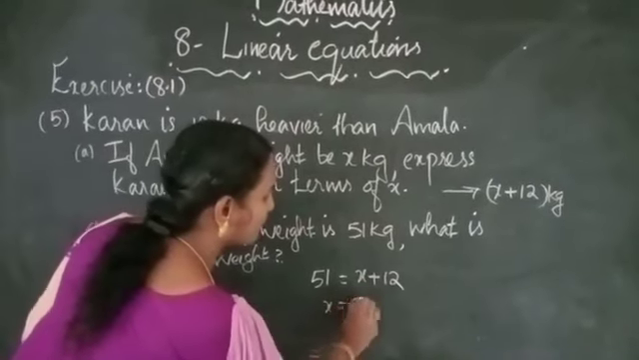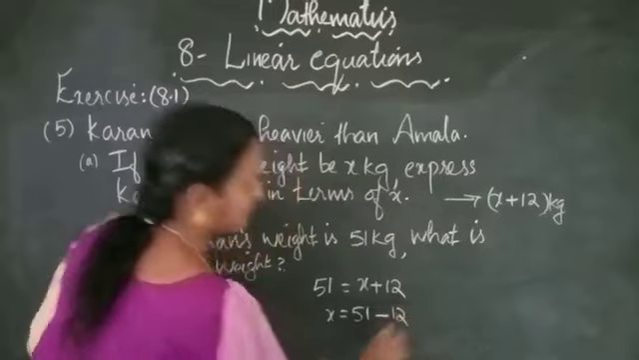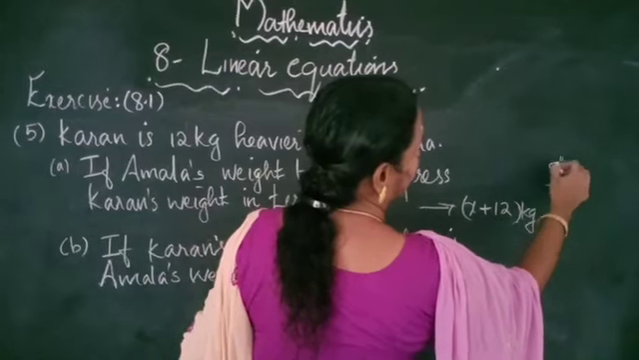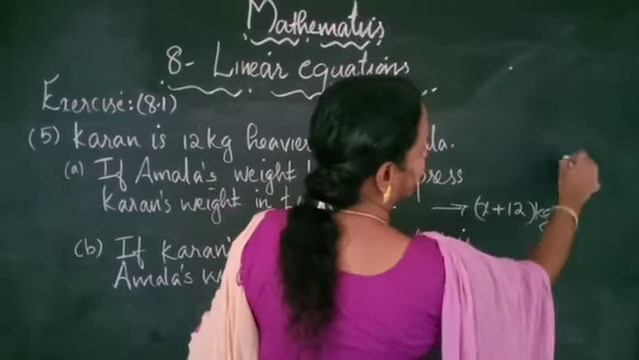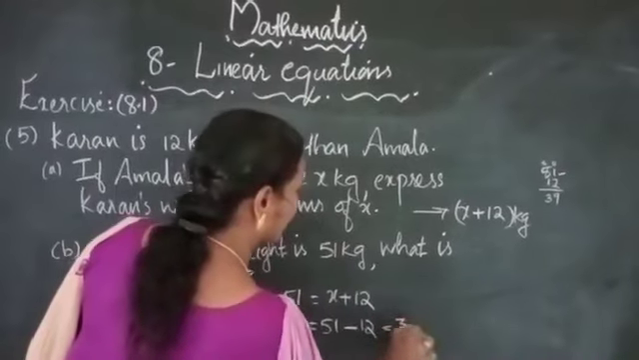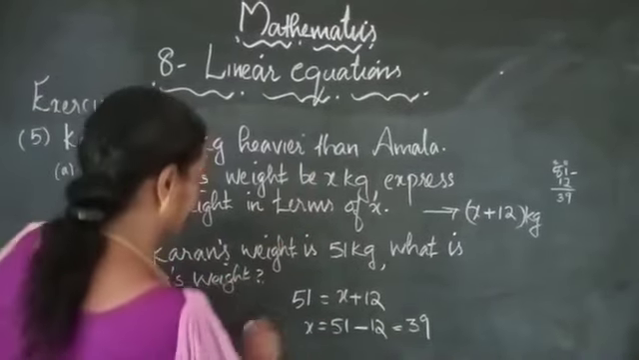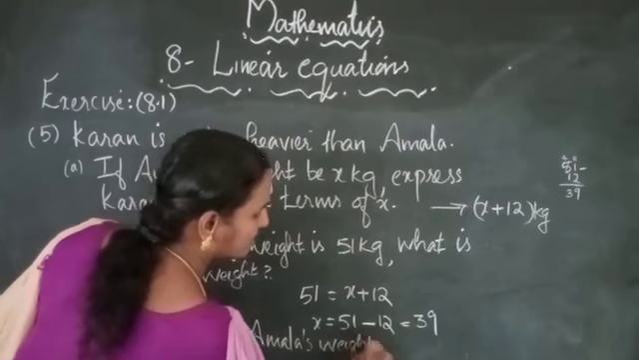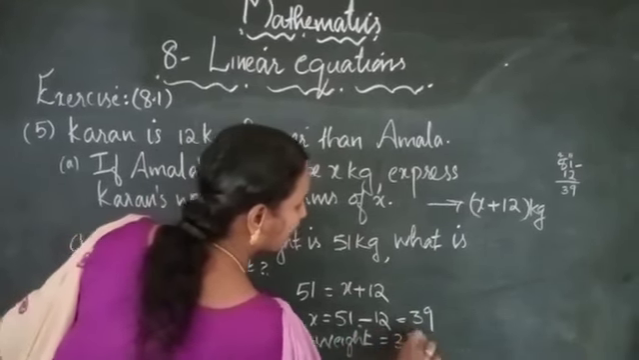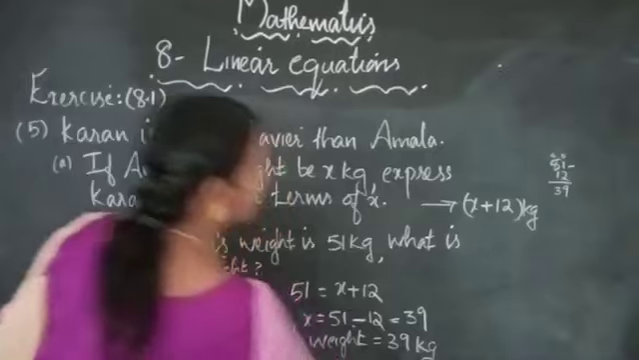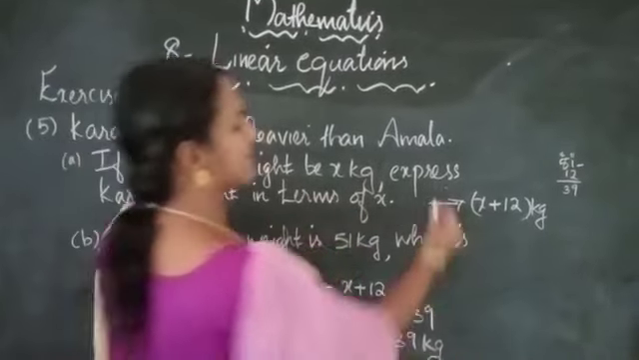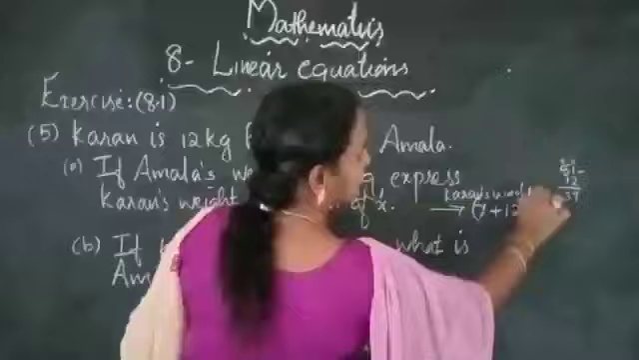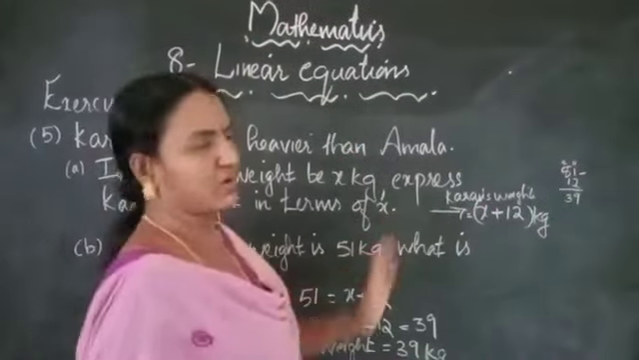So x is equal to 51 minus 12. Here 1 minus 2 is not possible, so we borrow: 11 minus 2 is 9, and 4 minus 1 is 3. So it is equal to 39. So Amala's weight is equal to 39 kilogram. Here Karan's weight is equal to x plus 12 kilogram.